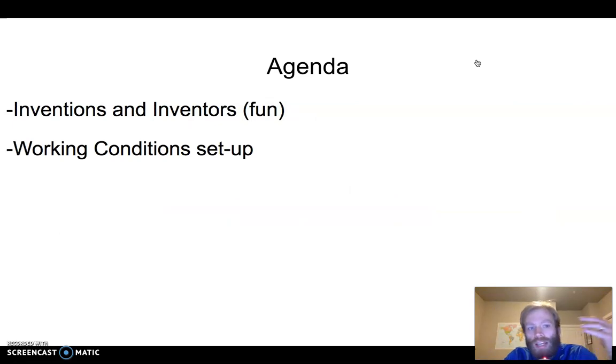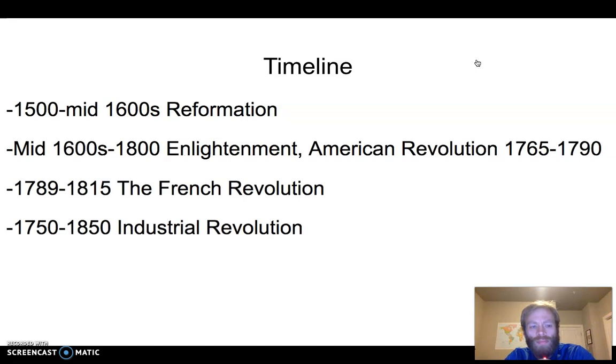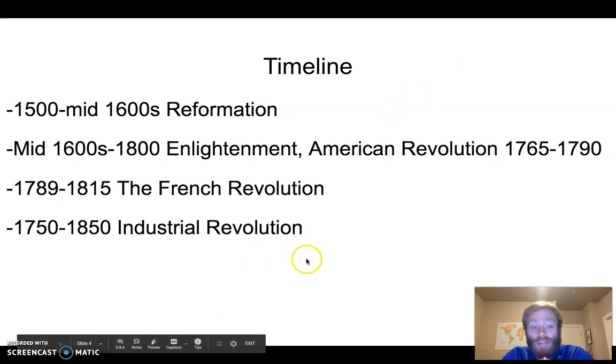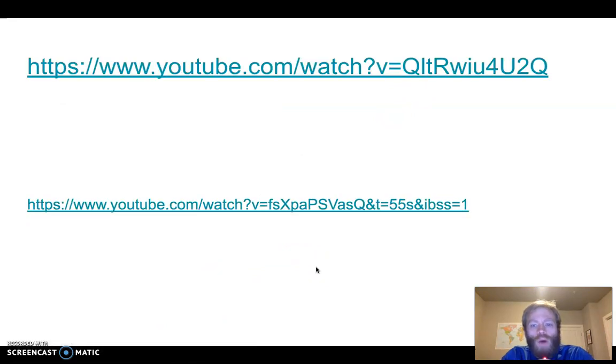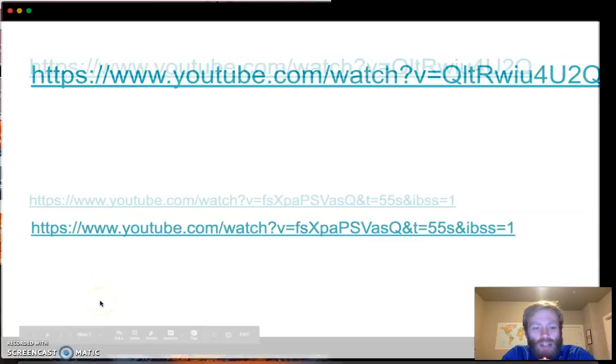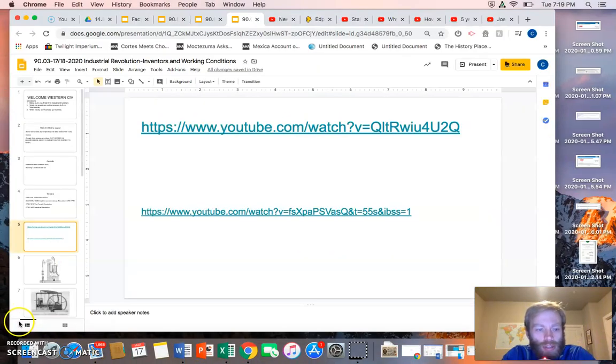Today we're going to go over the inventions and inventors a bit, as well as set you up for looking at the working conditions in the Factory Life essay. Once again, we're looking at the period from 1750 to 1850 in the Industrial Revolution. I'm going to try to do this video thing in a different set. Let's just see here if I can pause this.